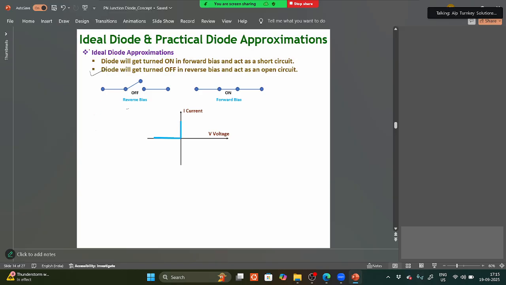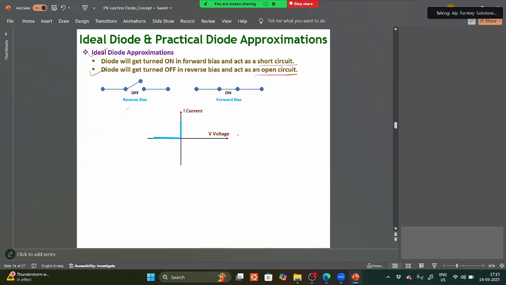See here, diode approximations. Okay, ideal versus practical diode. So when the diode is turned on in forward bias, it is acting as a short circuit, and when the diode is turned off, it is acting as an open circuit. Okay, so in forward bias it is acting as a short circuit, and in reverse bias it is acting as an open circuit.